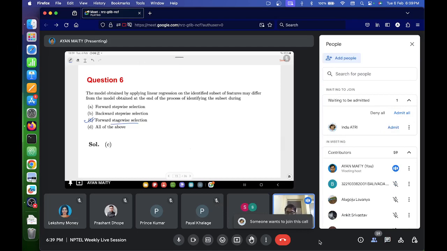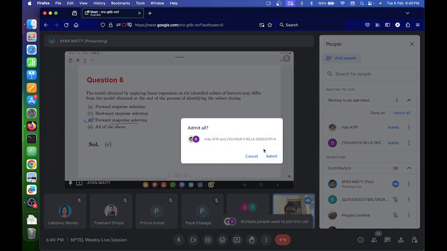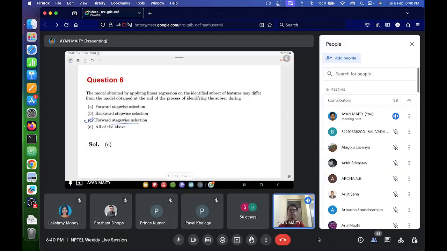In forward stepwise selection, we start with an empty set, then one by one we keep on adding one feature to the set if it improves the accuracy or performance of the model. So greedily we keep on adding one feature after the other if it improves. And backward is exactly the opposite. We start with all the features first, and we keep on removing one feature after the other if it improves the accuracy, or if it does not fall below a certain cutoff for the accuracy.